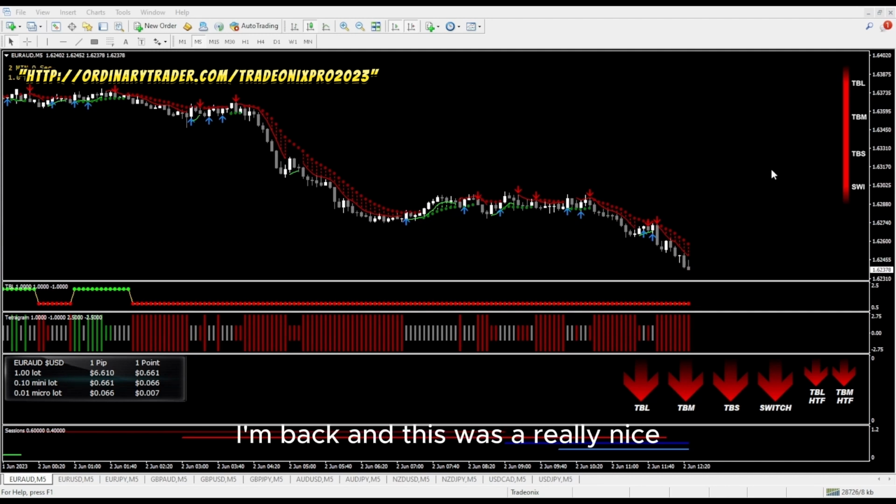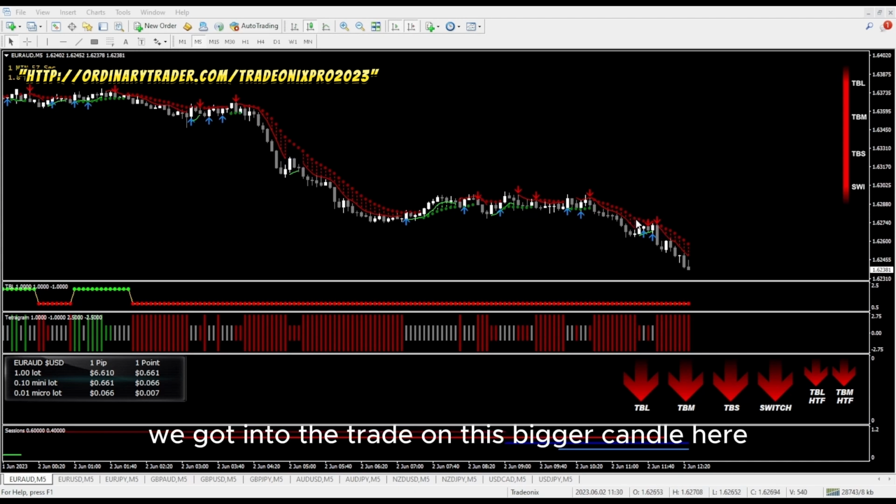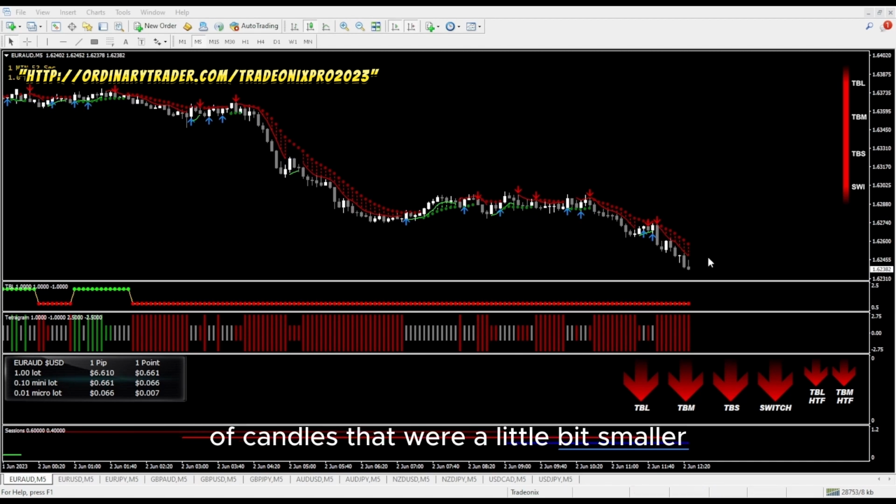I'm back, and this was a really nice, smooth trade. We got into the trade on this bigger candle here, and what followed was just a straight down move of candles that were a little bit smaller, but we had no problem along the way. There were no pullbacks, there was nothing to be worried about, and this was a nice, clean, profitable trade.